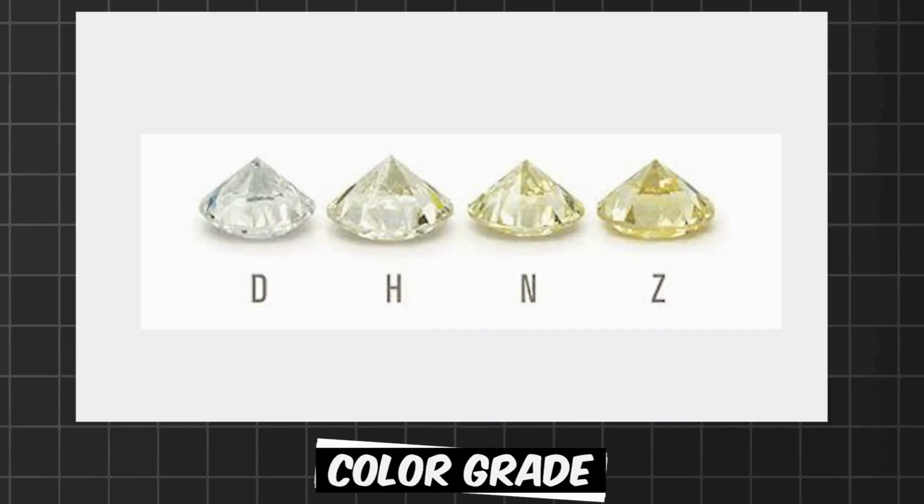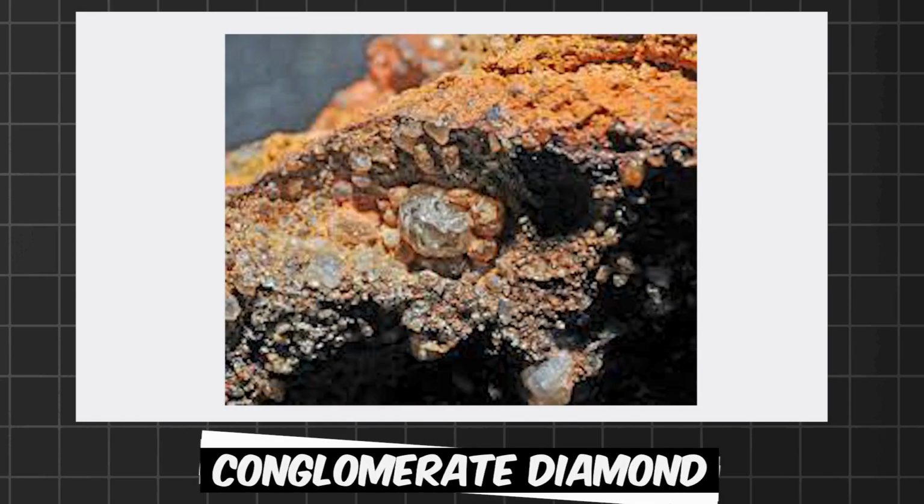Color grade. The degree to which a diamond is white or colorless. You don't generally call a diamond white, and that is why we say the degree to which a diamond is colorless. Conglomerate. Alluvial diamonds are sometimes found in conglomerate, a solid sedimentary rock comprising gravels and sediment instead of loose gravels.